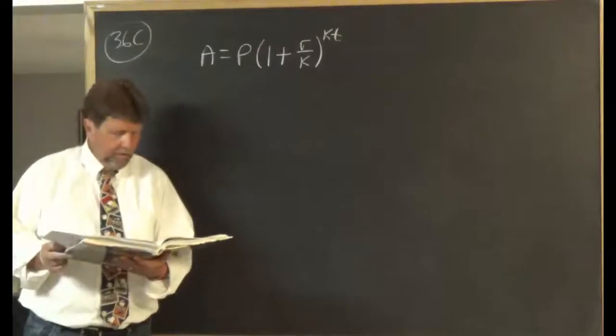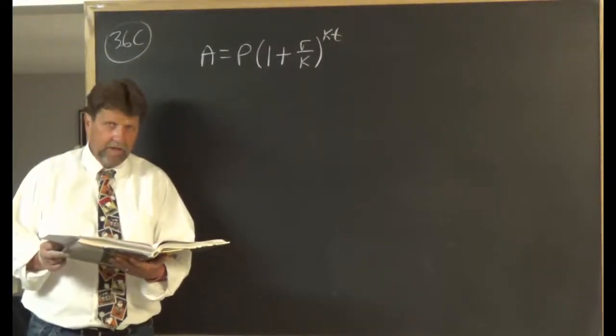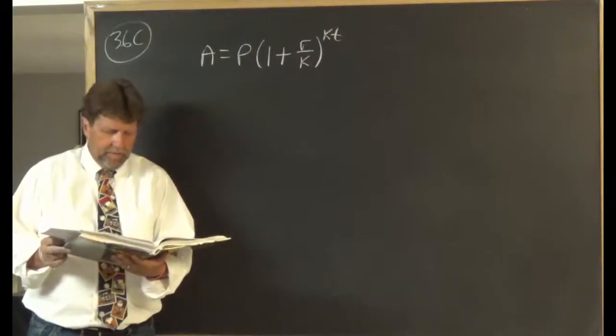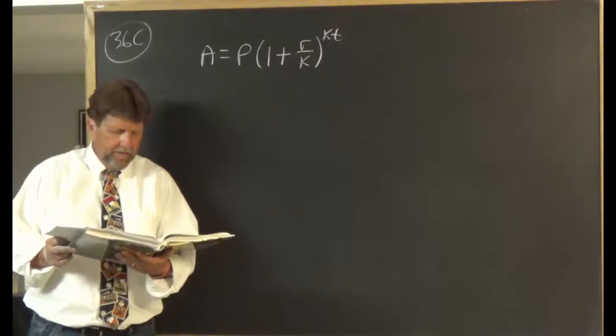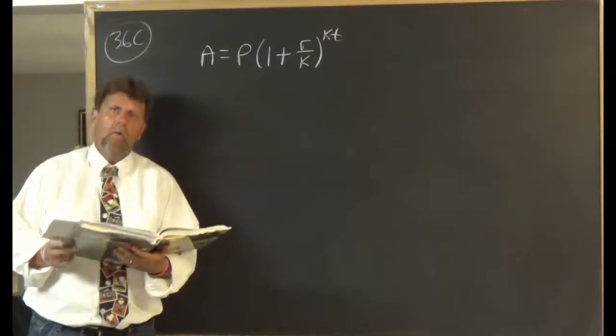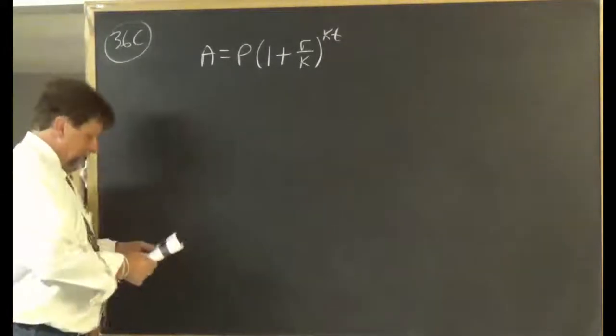All right, here in 36 part C, Mrs. Johansson, she's putting $5,000 into an account that yields 6.5% interest. How much will be in the account after 10 years if the interest is compounded weekly? That's part C, compounded weekly. So let's see.